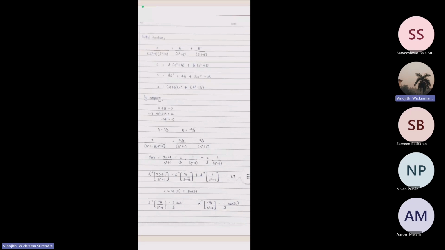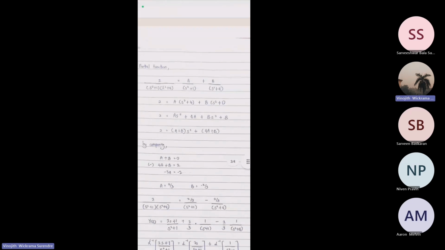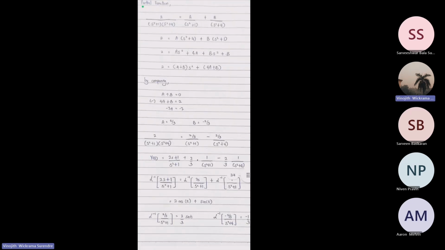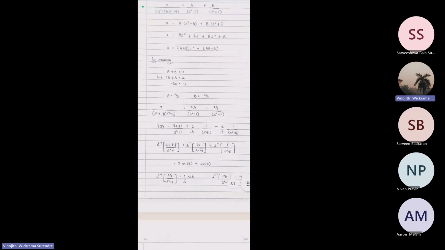Now, once you do that, you solve for a and b, and you'll get (a plus b)s squared plus (4a plus b). Then you take that and compare. Once you compare, you will see that a equals 2 over 3 and b equals negative 2 over 3. Then you substitute your a and b values into the partial fraction equation that you created earlier, and solve using the Laplace method.